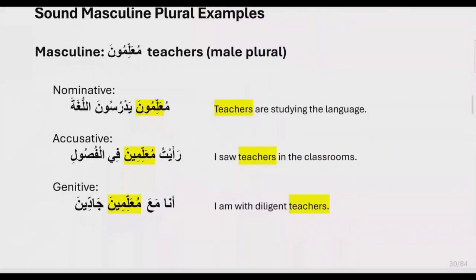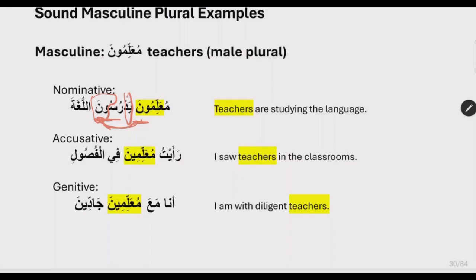Whereas if you look at sound masculine plural, una, and if the verb is to study, you have yadrusuna, the ya and the nun for present tense, and the una form coming in at the end for they. Third person masculine plural, right? So teachers are studying. This is in agreement. Can you see the una, the language?